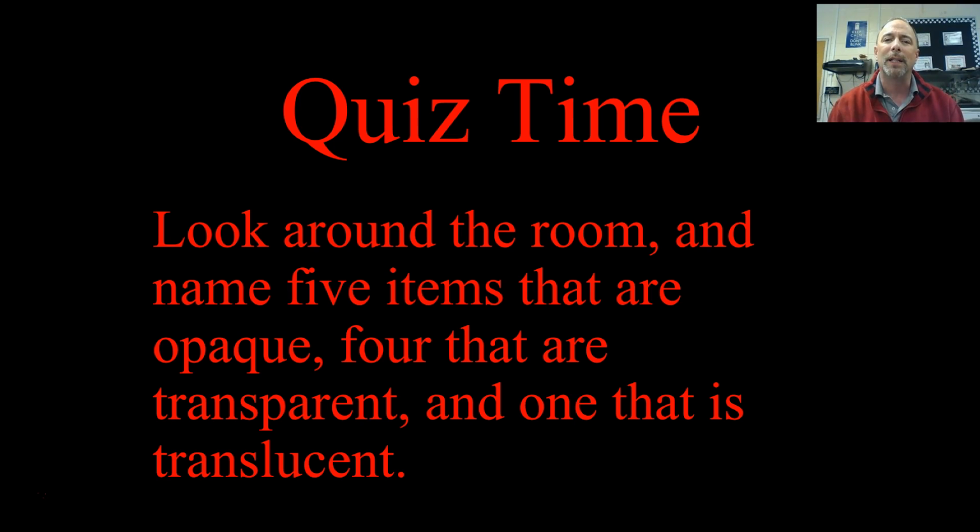All right, on the bottom of your study guide, you have a quick assignment to do. Whether you are watching this at school or at home, I want you to take a look around your surroundings, your room, your house, your classroom, wherever you are, and see if you can find 5 items that are opaque, 4 that are transparent, and 1 that is translucent. Bring that list back with you. We'll talk about it next time in class.